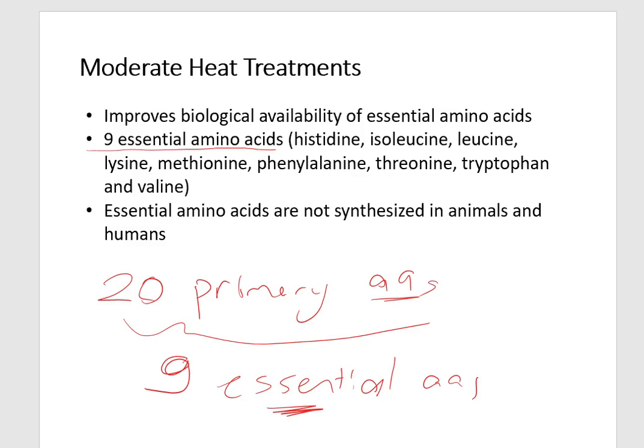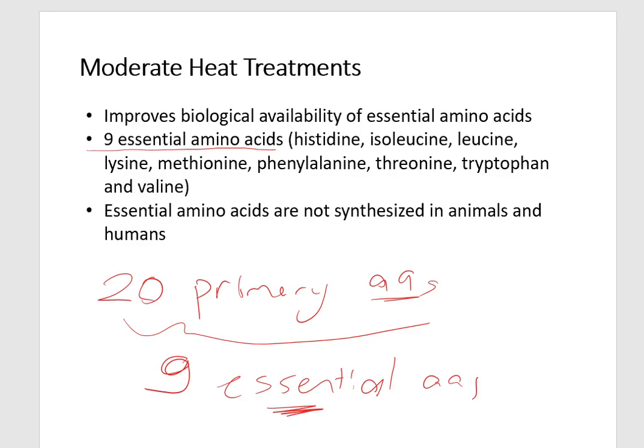So why do we call them essential? We call them essential because they are not synthesized in animals and humans. That means they can't be made by your body. And that's why they must be obtained through your diet. So what are the best sources? Animal proteins are the best sources, like meat, egg, poultry.